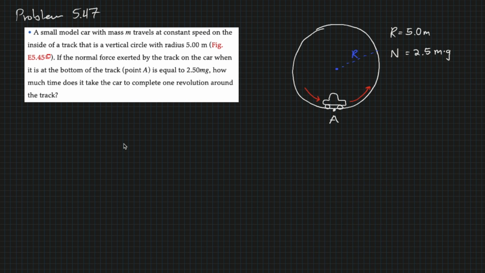The circle has a radius of 5 meters, and the normal force that is exerted by the track on the car at the bottom of the track, point A, is equal to, and this is a little bit confusing, it was confusing to me, the normal force is equal to 2.5 times the mass of the car times gravity. So that's not milligrams or anything. So 2.5 times the mass of the car times gravity. And we want to know how much time it takes the car to complete one revolution around the track.